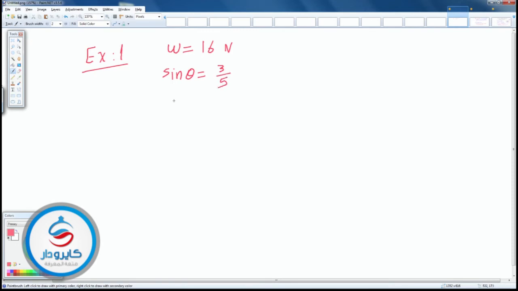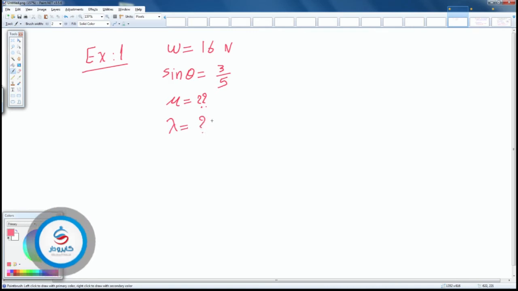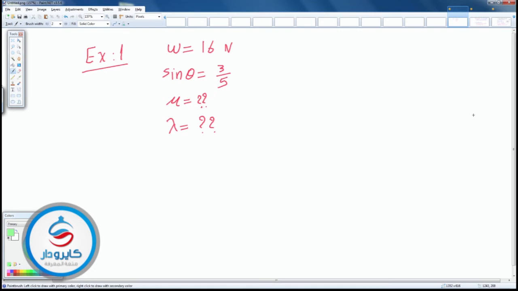Now we need to find mu, the coefficient of friction, which is unknown, and the measure of the angle of friction, lambda, which is also unknown. Okay, let's try to draw. This is the inclined plane, and now we have our body here resting on the inclined plane.